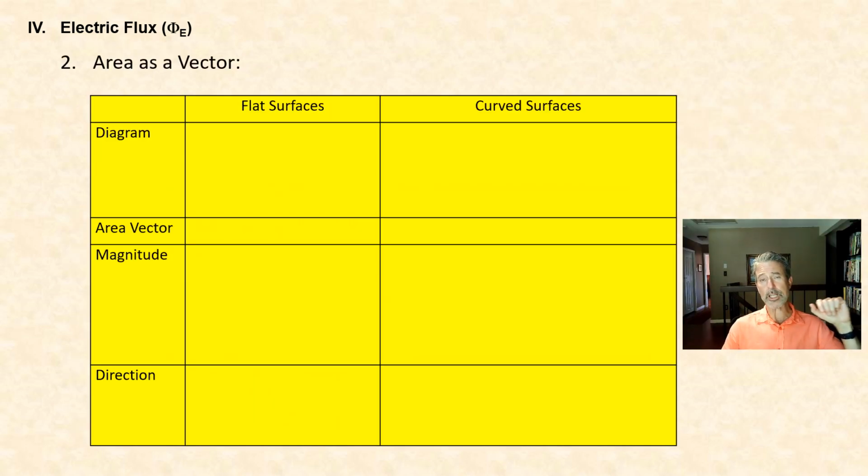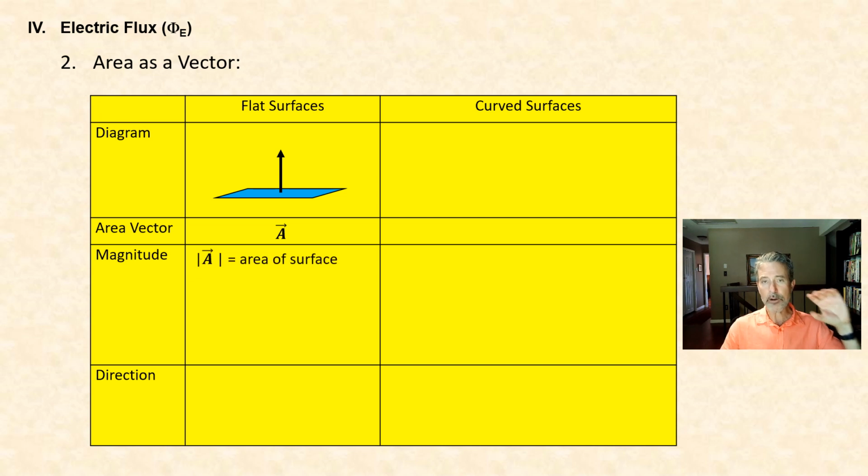We saw in the previous slide that the area of a given surface directly affects the flux through it. That is the number of field lines that can penetrate the surface. So to deal with the concept of flux in the most general way, we're going to introduce the concept of an area vector, having both magnitude and direction. We'll start with the simplest case of a flat surface, then extend our reasoning to the more general case of curved surfaces.